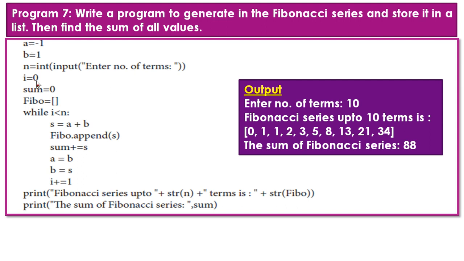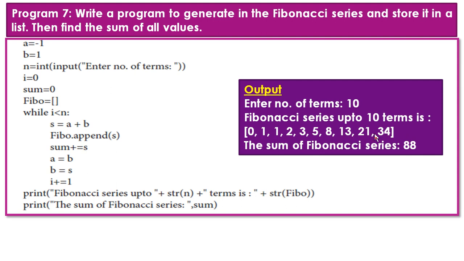We generate the Fibonacci series by using this program. Also, we find the sum of all the elements of this series. There are 10 terms here. The sum of all elements is 88. That is found by using sum plus equal to s. The initial value of sum is 0.